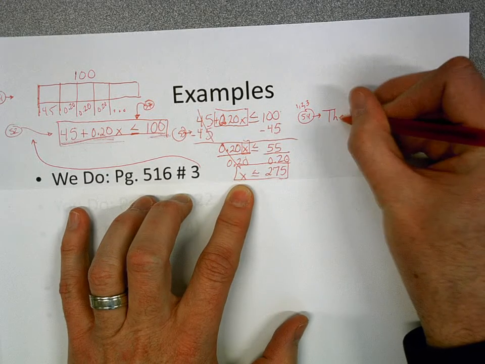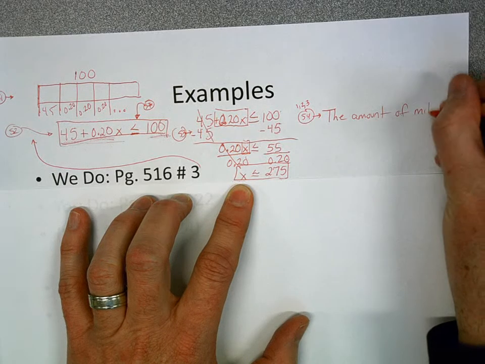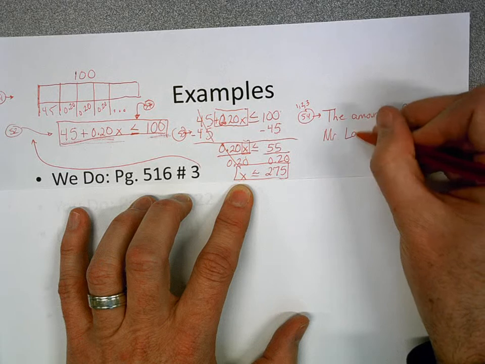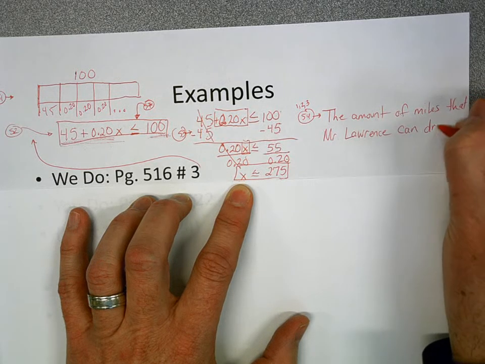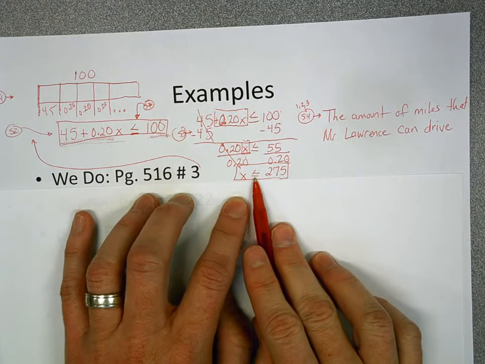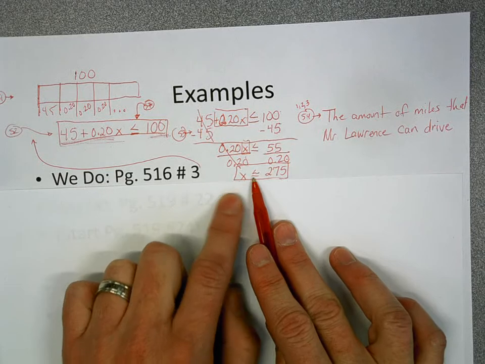So the amount of miles that Mr. Lawrence can drive. That's just my start, right? And now the inequality sign. So that's part 2, right? This is a less than or equal to.